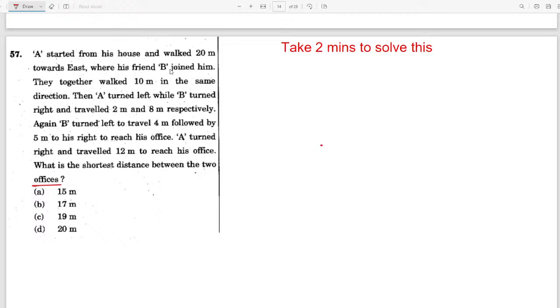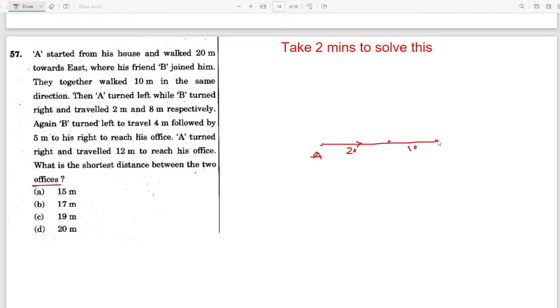A started from his house and walked 20 meters towards east. This is A, and he went 20 meters towards east, where his friend B joined. So here B joined, and they both walked 10 meters in the same direction. So he was going in this direction. Both now A and B together went in this direction, and they walked 10 meters.